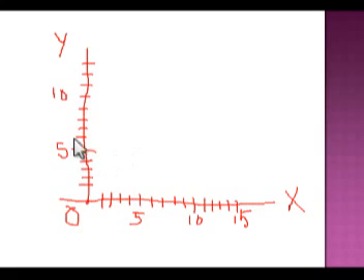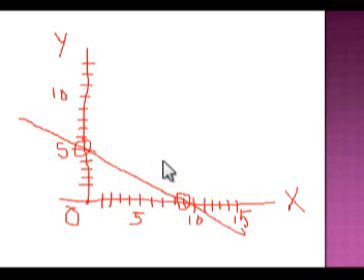It will pass through the point 0, 5, this point, and this point 9, 0. So the straight line will be in this way. Transforming the constraint into an equation, we get 5x1 plus 9x2 equal to 45.